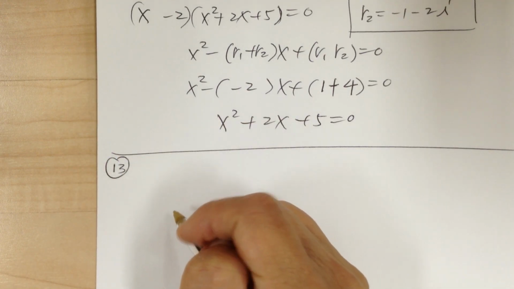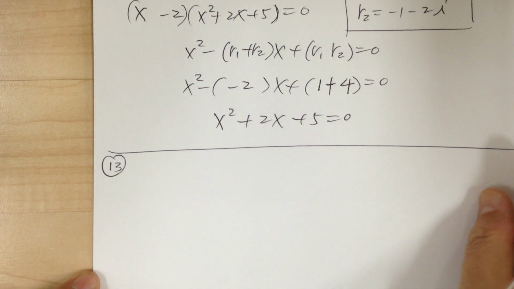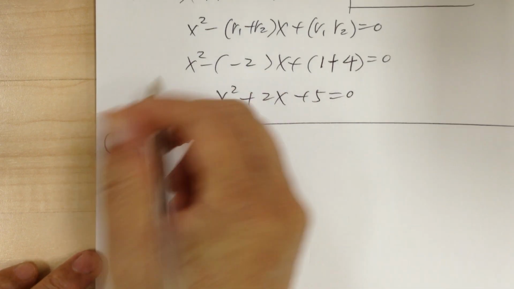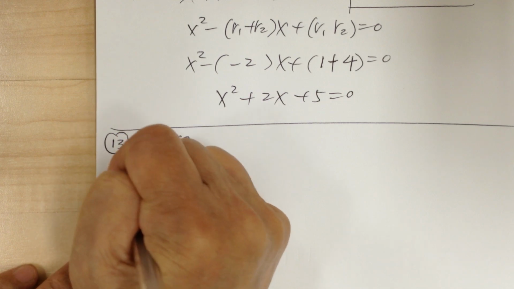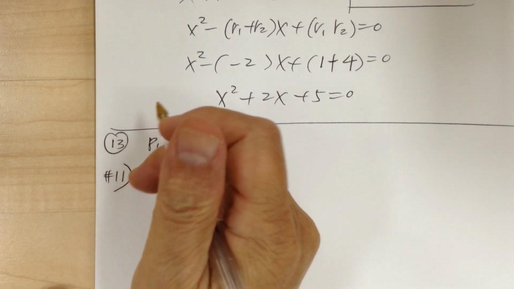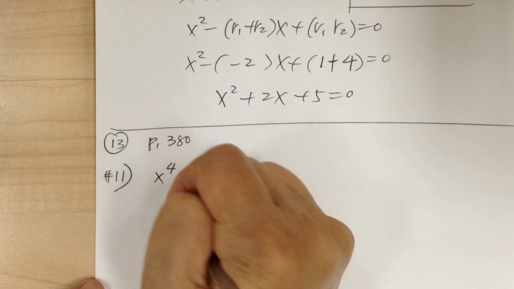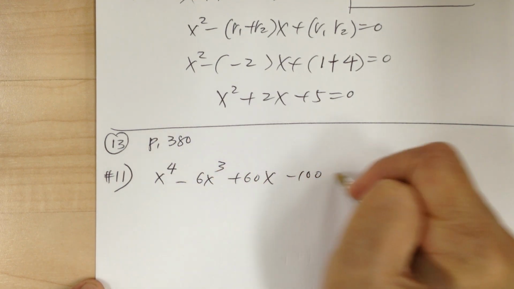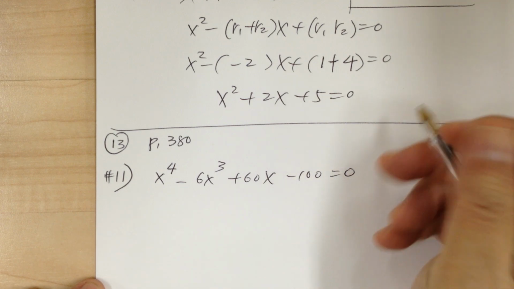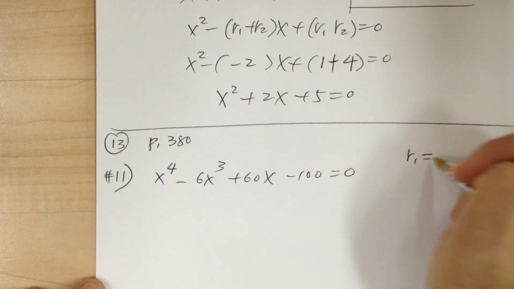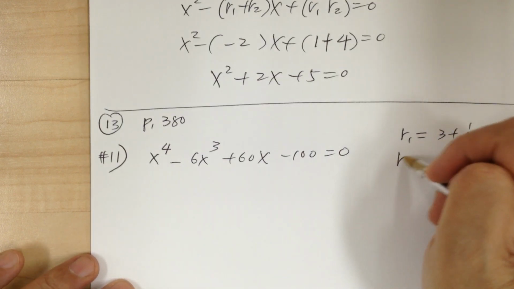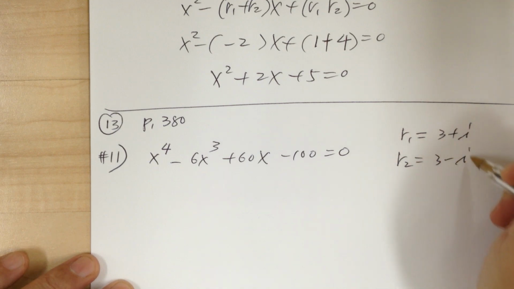Okay, number 13 on the list. Let's go to page 380, and let's do number 11. You got x to the 4 minus 6x to the 3 plus 60x minus 100 equal to 0. And you have R1 equal to 3 plus i. So right away, you know your R2 has to be equal to 3 minus i.